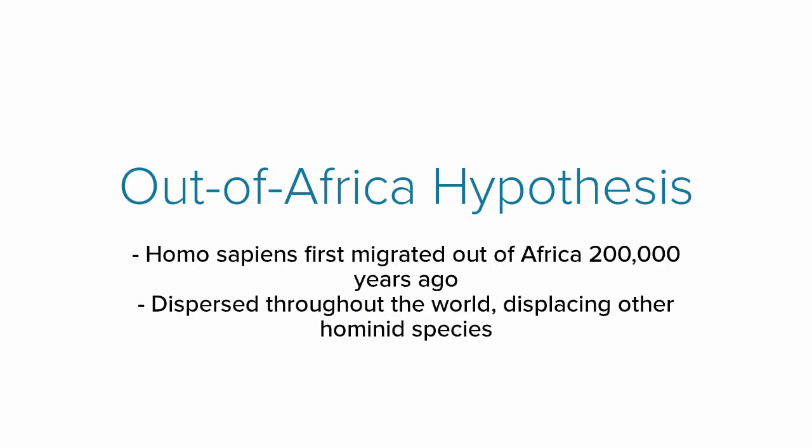This eventually leads us to where we are now, which is explained by the out of Africa hypothesis. This hypothesis states that Homo sapiens first migrated out of Africa about 200,000 years ago and were dispersed throughout the world and actually displaced and eliminated a lot of hominid species. Most notably, we know about the Neanderthals.